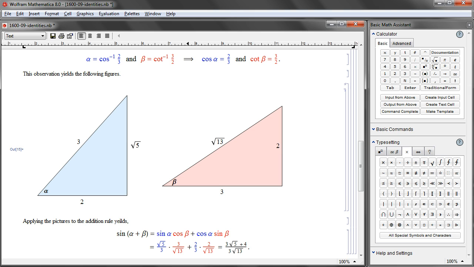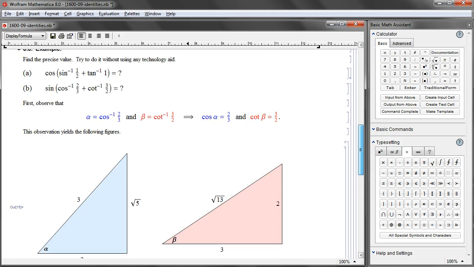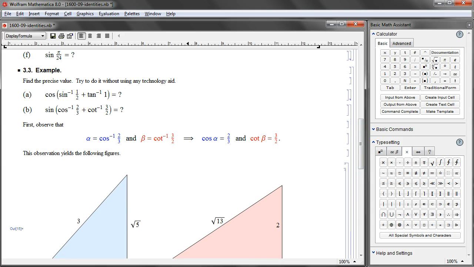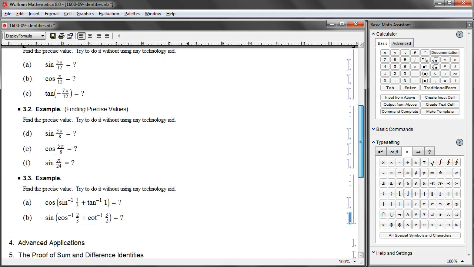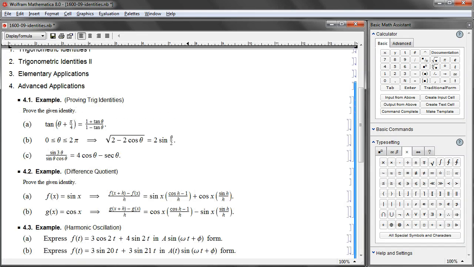And a little bit of computation yields this kind of value, 3 square root of 5 plus 4 over 3 square root of 13. You can simplify if you want to, but this is the precise answer that I'm looking for. Now let's move on to other kinds of problems.